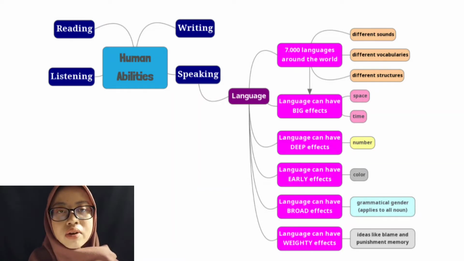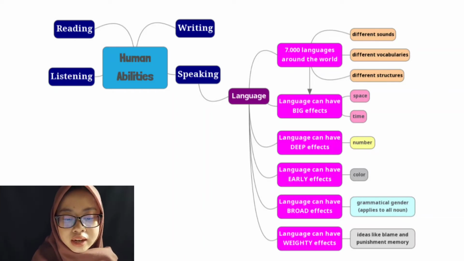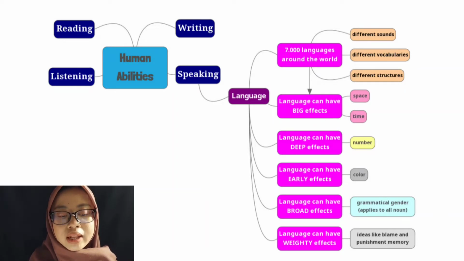Initially, no data was found on this problem, but over time there is actual scientific data that can explain it. The data explain that language has 5 effects in shaping the way we think. First, language can have big effects, for example, in space and time. In this case, it occurs in the Aboriginal community.